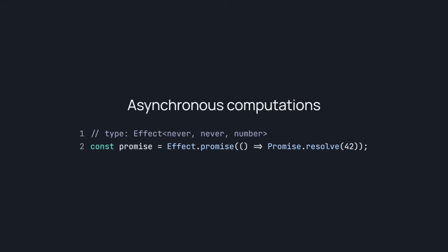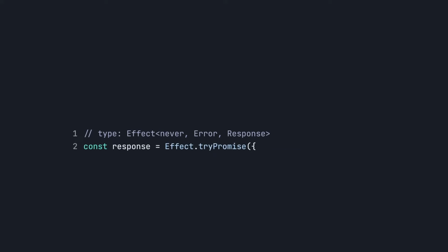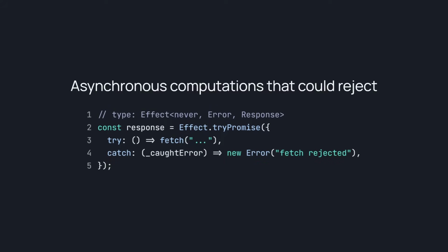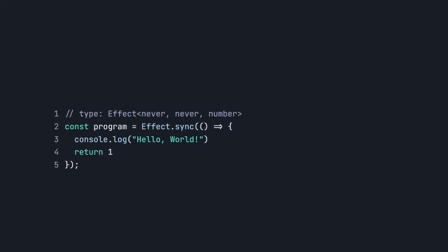To model an asynchronous computation, we can use the promise constructor. Notice how the resulting effect returns a number and not a promise of a number. This is because Effect handles the asynchronous aspect for you, so you only have to worry about the resulting type. Just like with sync, it's crucial that the promise returned from the function passed to the promise constructor never rejects. If it might, just like the synchronous version try, we can use tryPromise to handle rejected promises with a catch function.